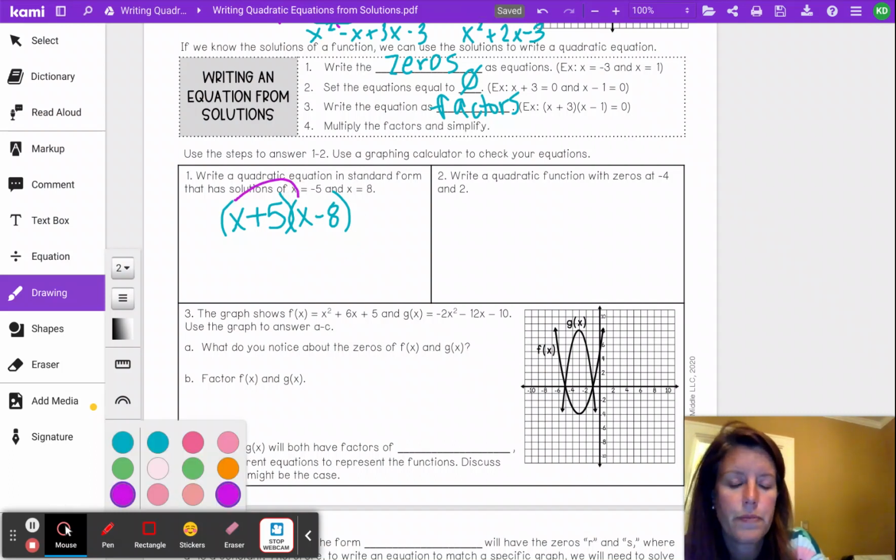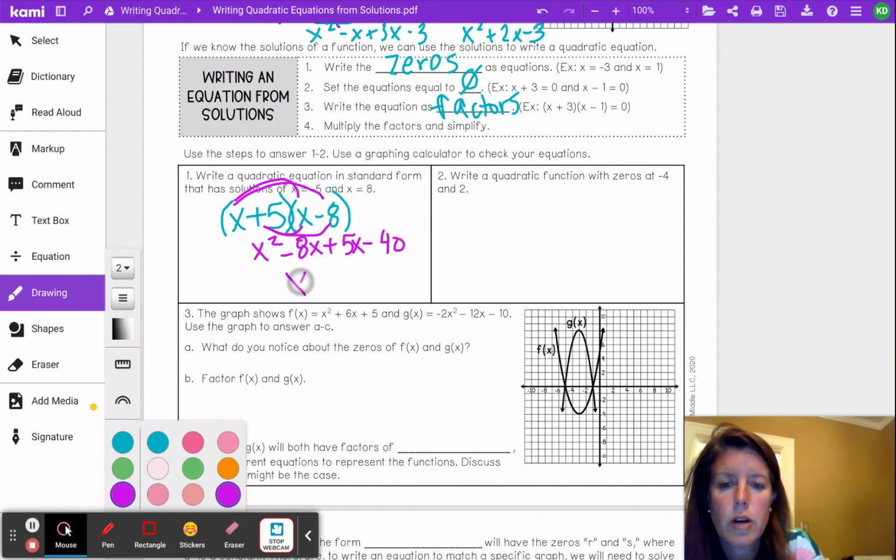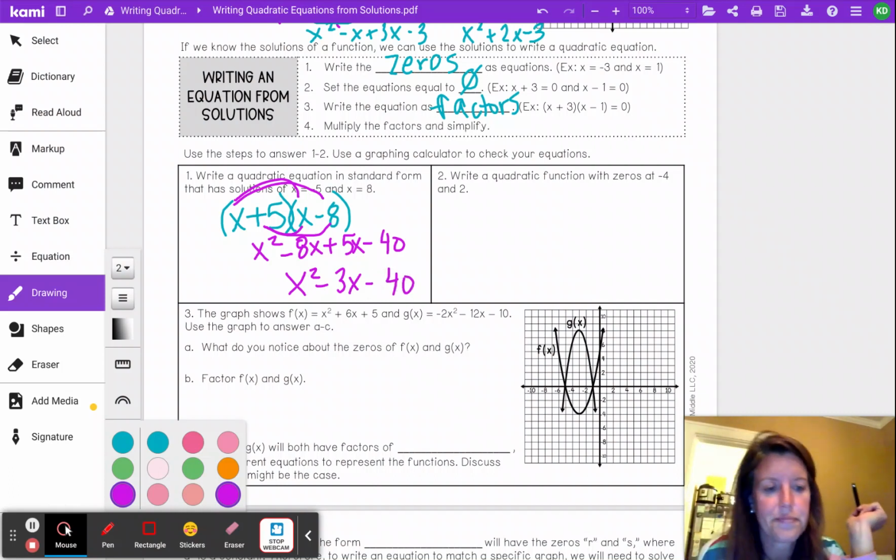to get our solution. So x times x, our first, x squared. x times -8 is -8x. And then 5 times x is plus 5x. And 5 times -8 is -40. And simplify down. So x squared, -8x plus 5x is -3x. And then minus 40. And that's our equation.